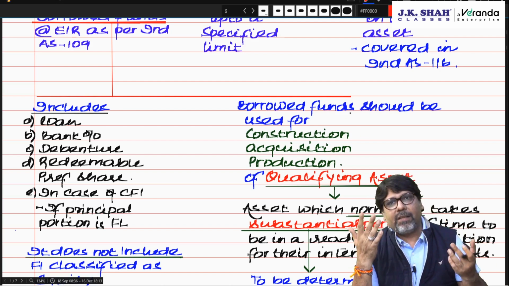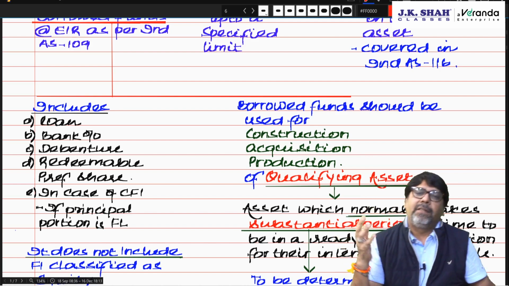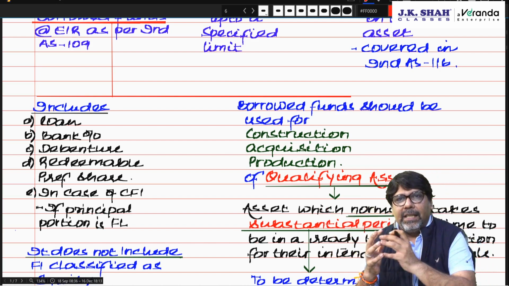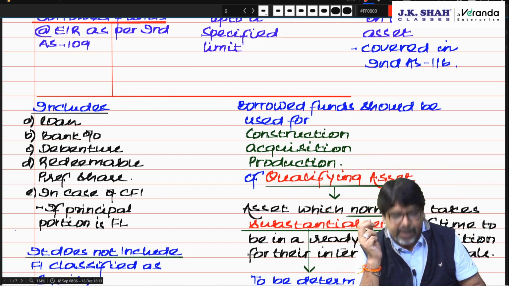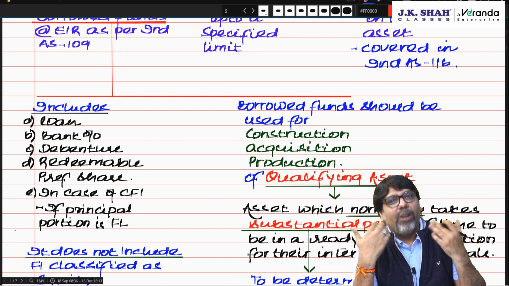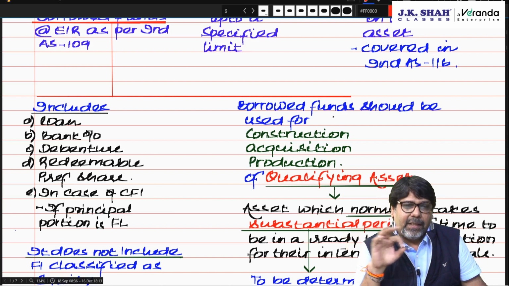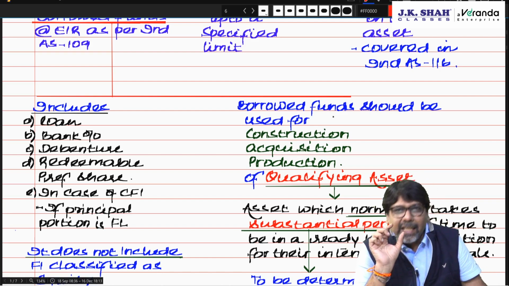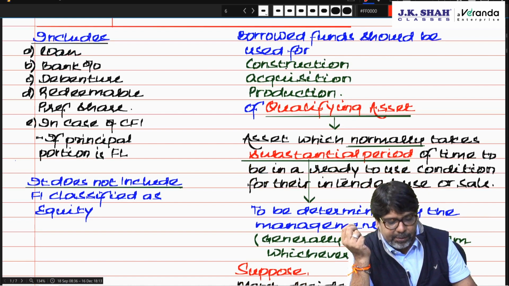Construction means construction of plant and machinery, building, anything. Acquisition means buying the asset till the time it is ready to use, and production, if it is inventory, we use the word production. If it is non-inventory, we use the word construction. Sir, that means you are trying to say this standard covers interest on inventory also? Yes, a part of it. Am I clear? So borrowed funds should be used for construction, acquisition or production of qualifying assets.